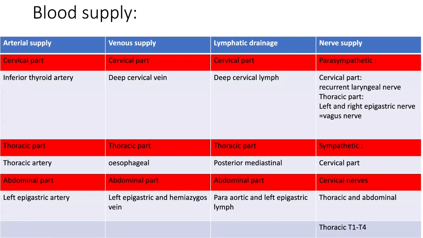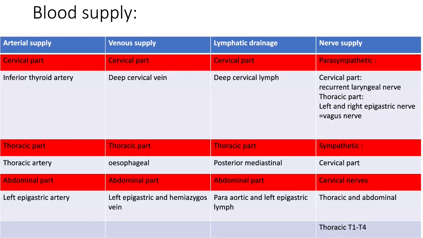As you can see here, the arterial supply of the cervical part is from the inferior thyroid artery, the thoracic part from the thoracic arteries, and the abdominal part from the left gastric artery. For the venous supply, the cervical part drains into the deep cervical vein, the thoracic part into the esophageal vein, and the abdominal part into the left gastric and hemiazygos veins. The lymphatic drainage of the cervical part is into the deep cervical lymph nodes, the thoracic part into the posterior mediastinal nodes, and the abdominal part into the para-aortic and left gastric nodes.